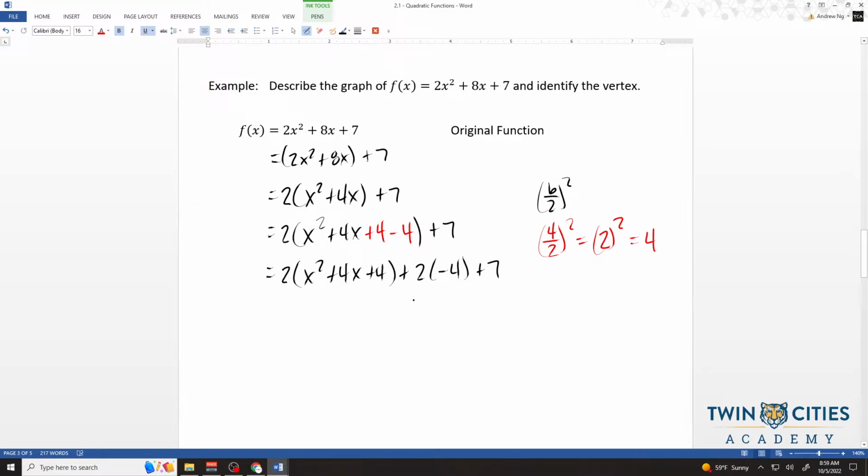What this allows me to do is, because this is a perfect square trinomial, I can factor this to x plus 2, and this is squared. Here, 2 times negative 4 is going to make negative 8, and then plus 7, so I'll have minus 1. The standard form for the same function here, 2 times x squared plus 8x plus 7, is this: 2 times the quantity x plus 2 squared, and then minus 1. So this is my standard form.